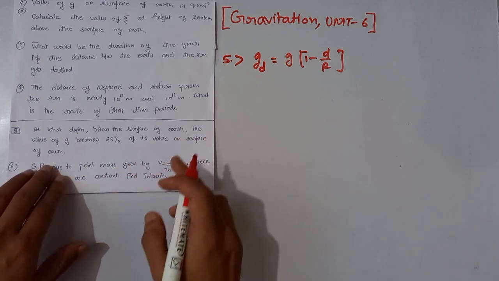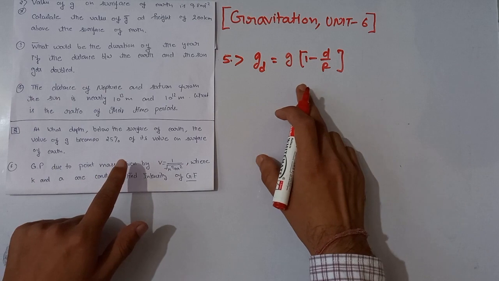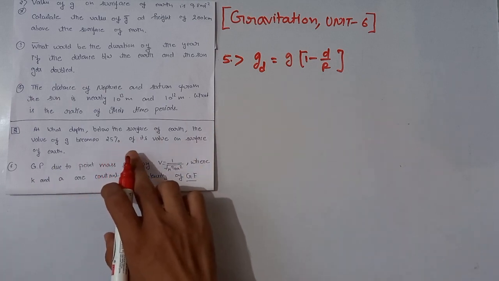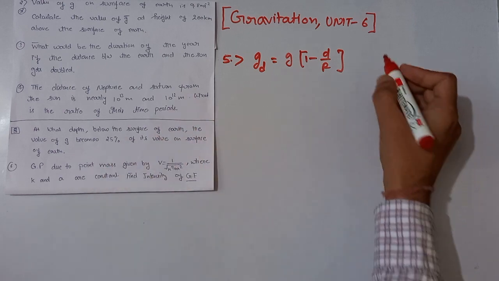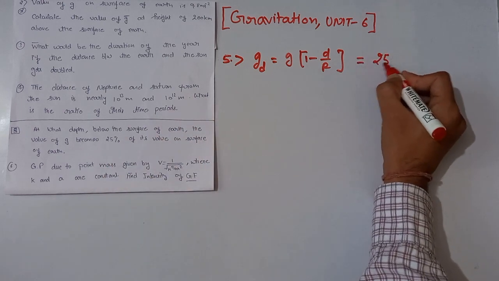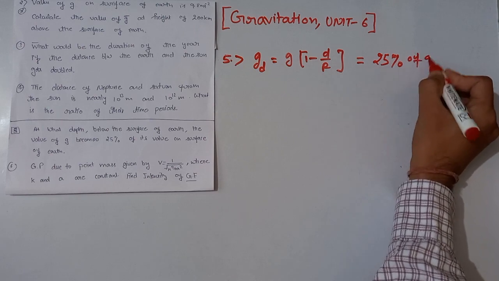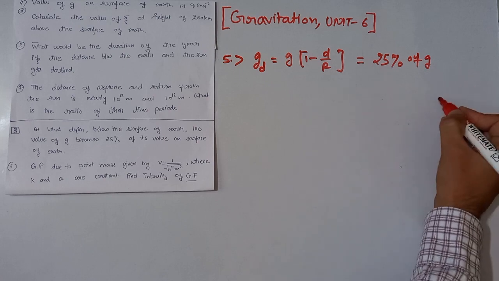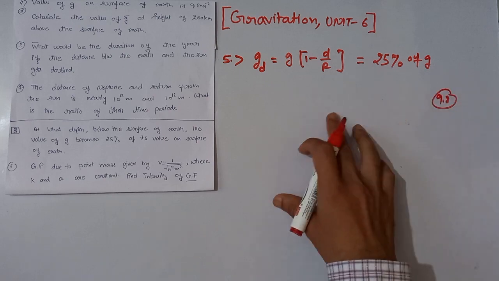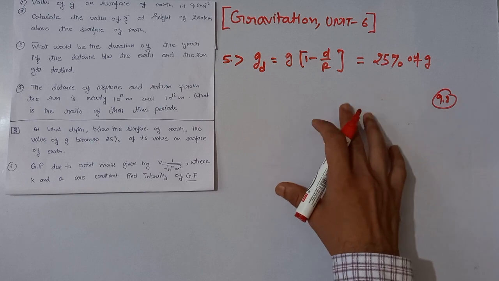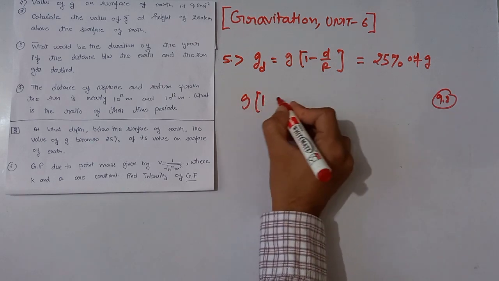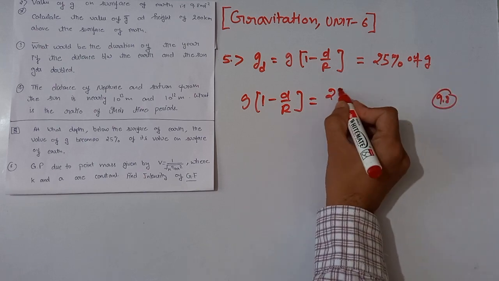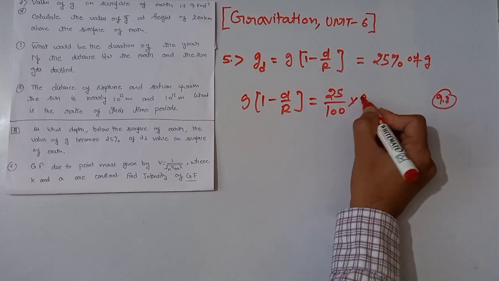What the question says is that this acceleration due to gravity becomes 25% of its value on the surface of Earth, which is equal to 25% of g, because on the surface of Earth the value of g is equal to 9.8. We have to calculate the depth. So g into 1 minus d divided by R is equal to 25% of g, that is 25 divided by 100 into g.